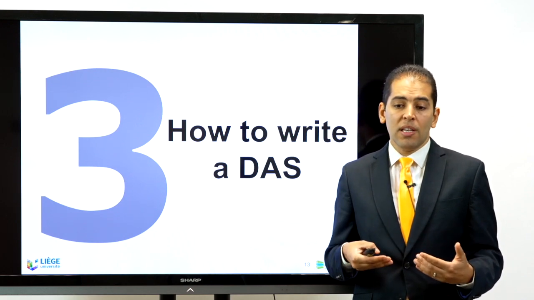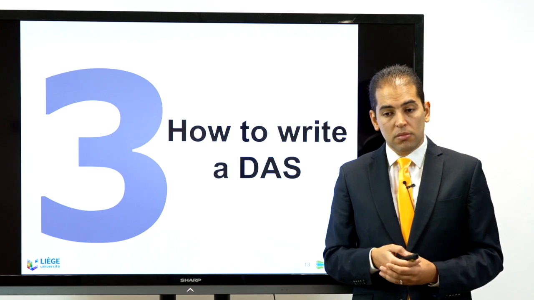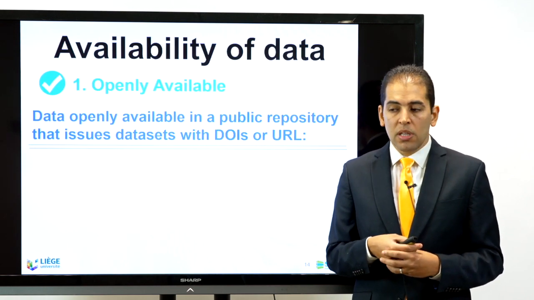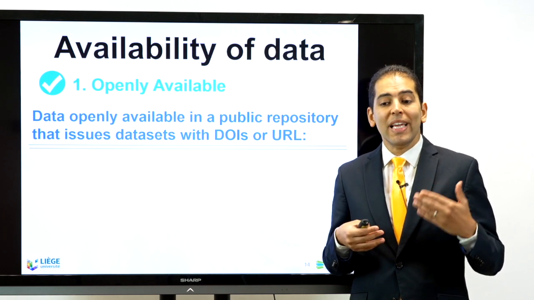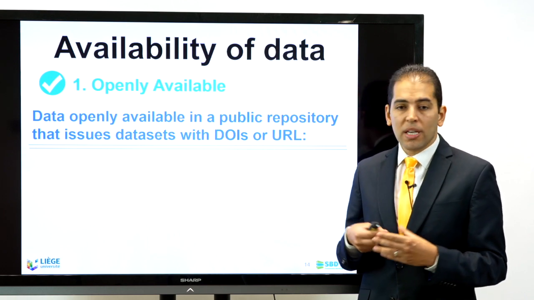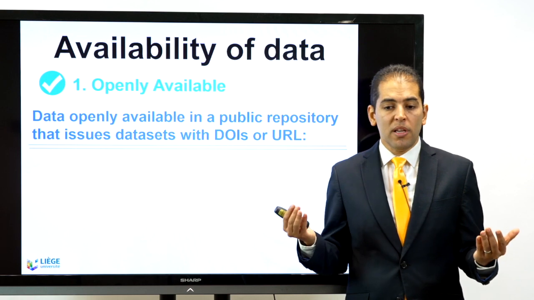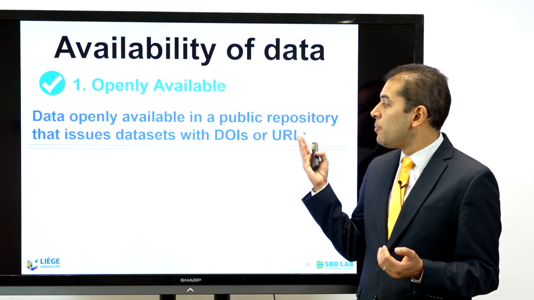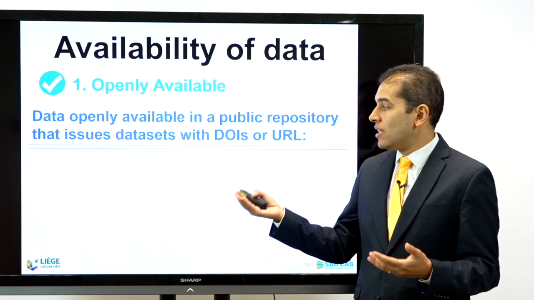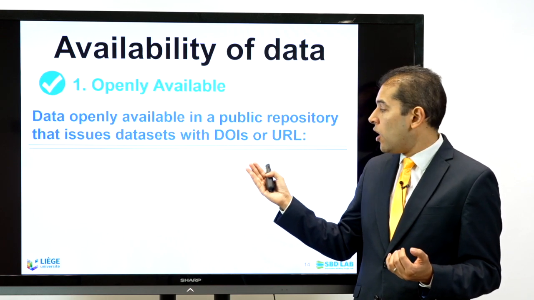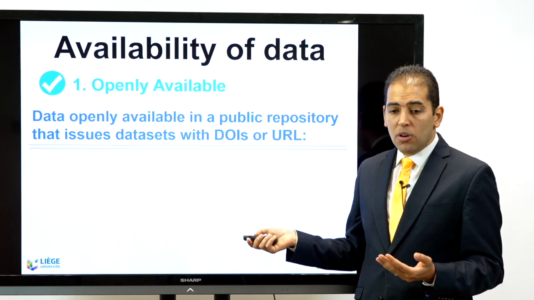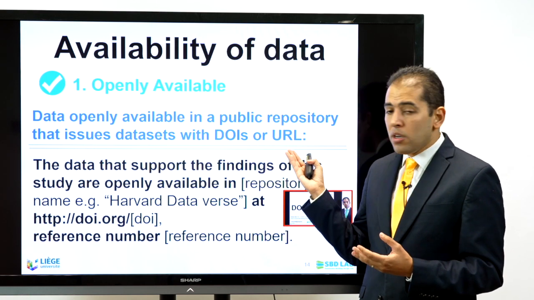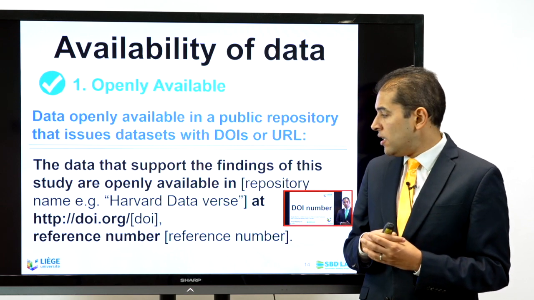How can I write a data availability statement? Well, there are different types of data availability statements, and you need to select one of the following 11 types. First of all, you can say that your data is openly available. In this situation, data is openly available in a public repository that issues data sets with a DOI or a URL. A DOI is simply a digital object identifier, or a user link, an internet link.